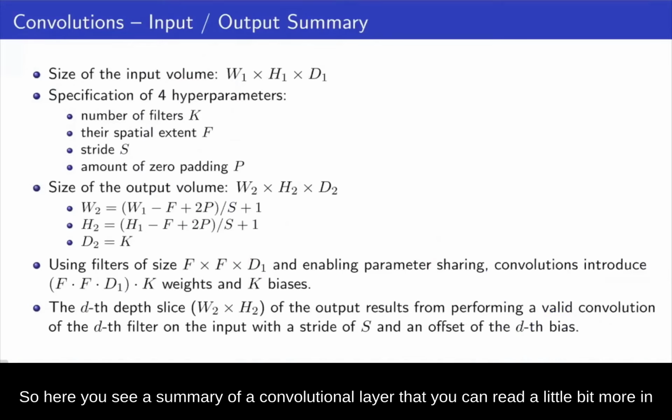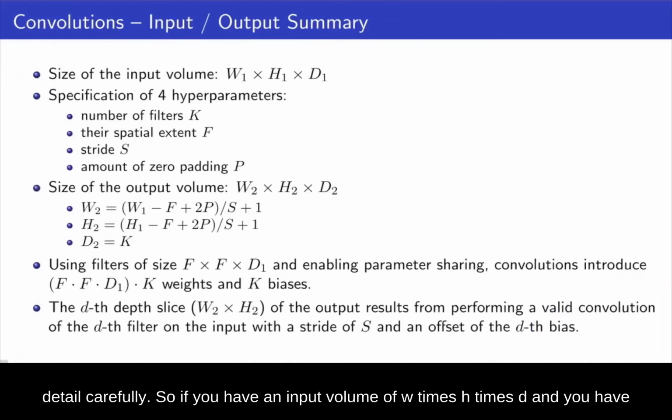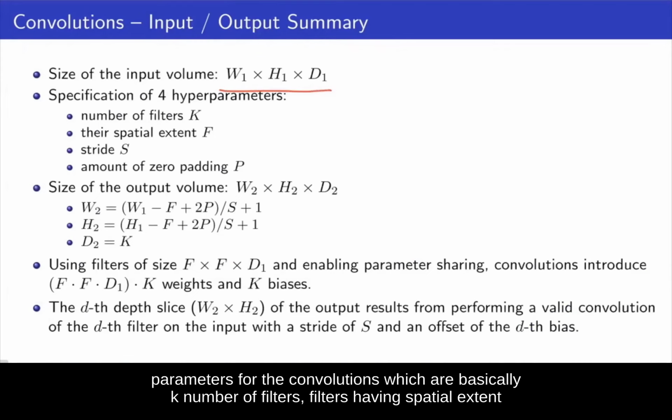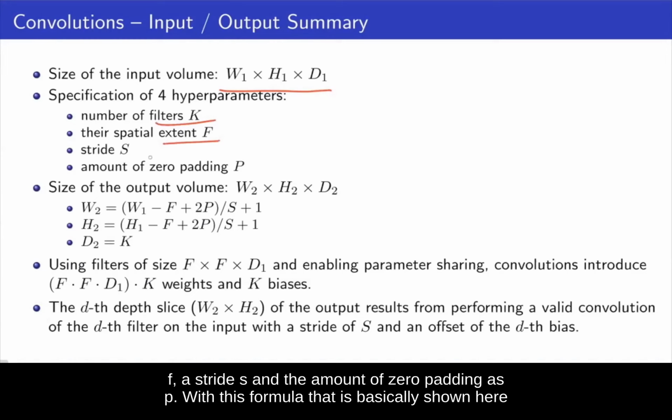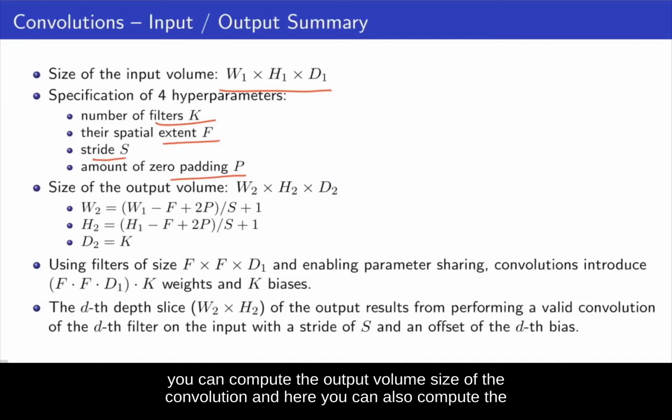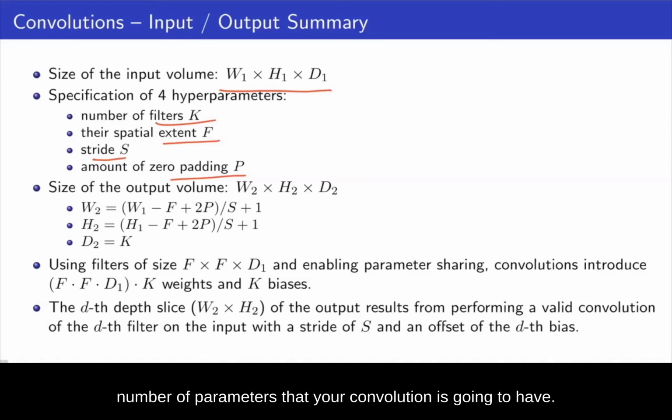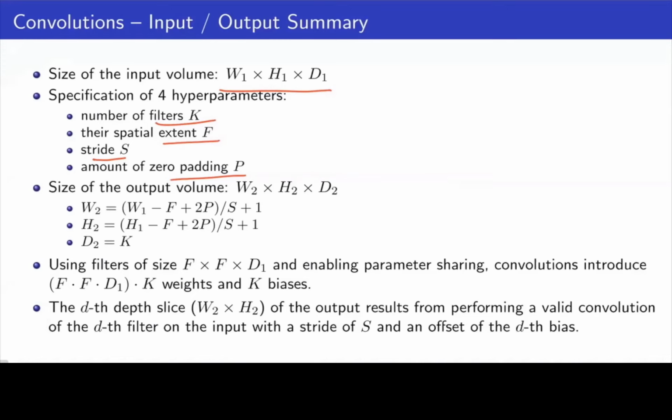Here you see a summary of the convolutional layer that you can read in more detail carefully. If you have an input volume of W times H times D, and you have parameters for the convolutions, which are K number of filters, filters having spatial extent F, a stride S, and the amount of zero padding P, then with the formula shown here, you can compute the output volume size of the convolution. And here you can also compute the number of parameters that your convolution is going to have.